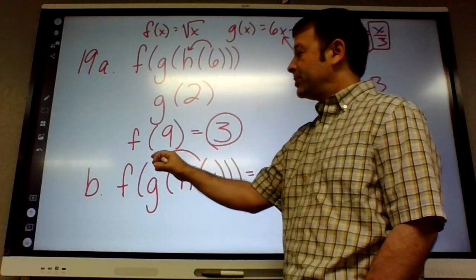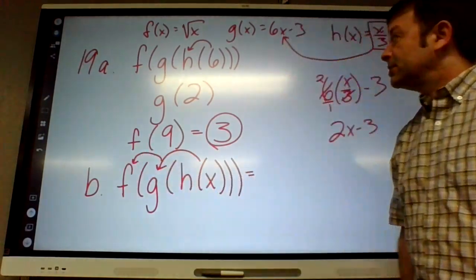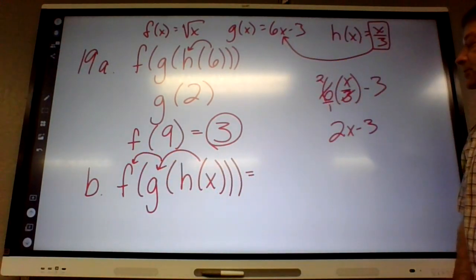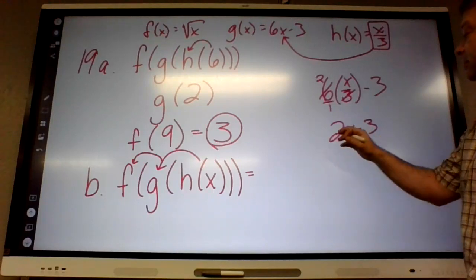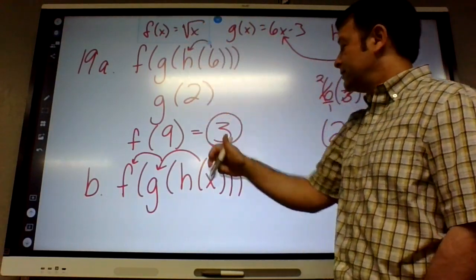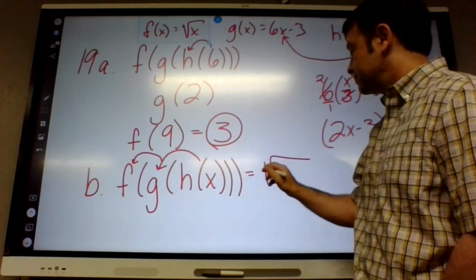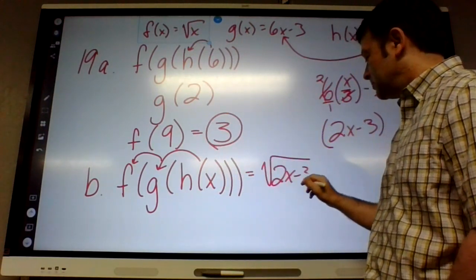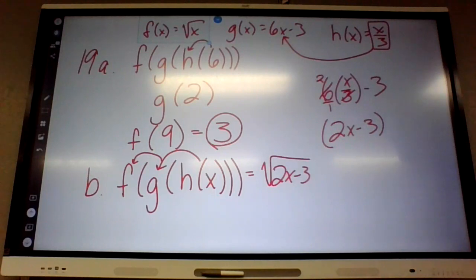And now we're going to put that into the F function. So what's that going to look like? Square root of 2x minus 3. Right. It'll be square root of 2x minus 3. Does that simplify? No, it does not.